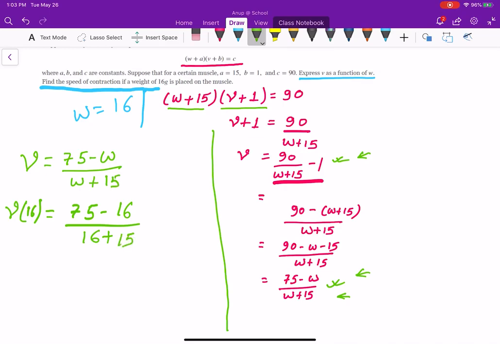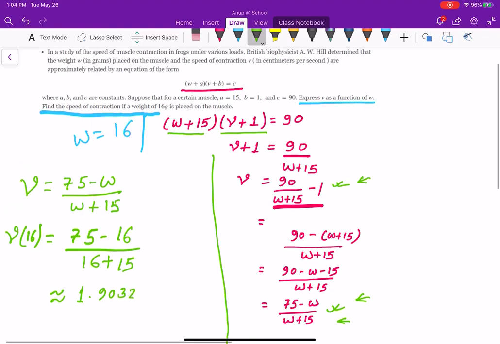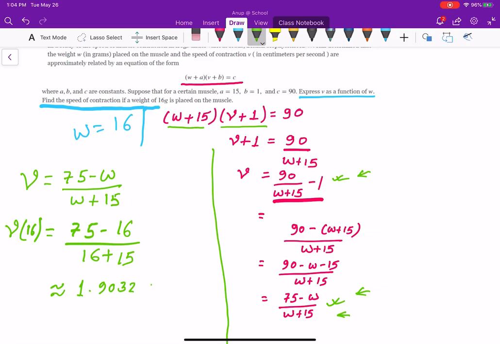And now you can just use your calculator and see that you get approximately 1.9032. If you like to write down the units, we have given that the speed of contraction is in centimeters per second, so we can just write that down. Okay, we are done.